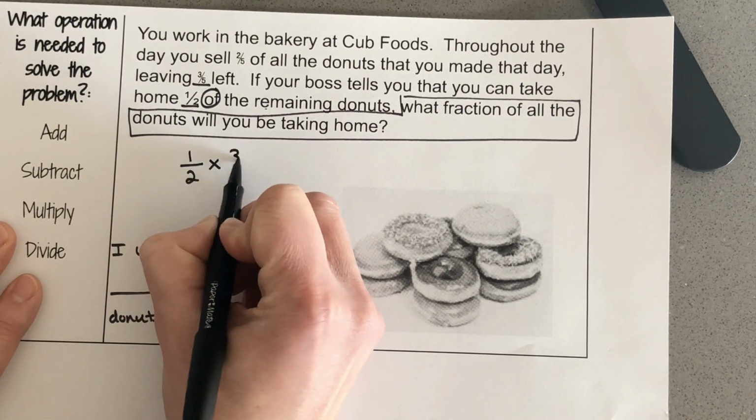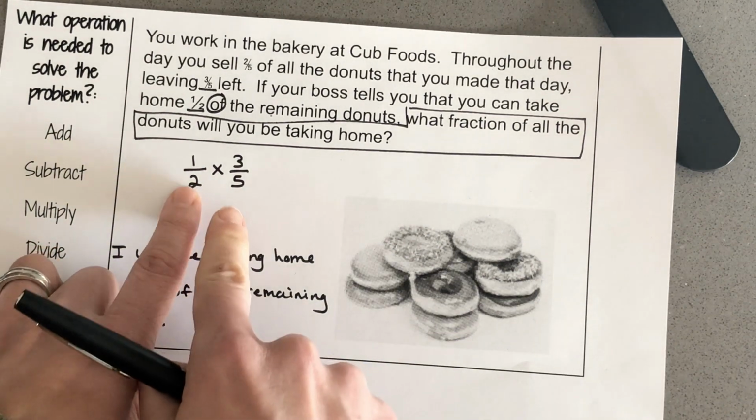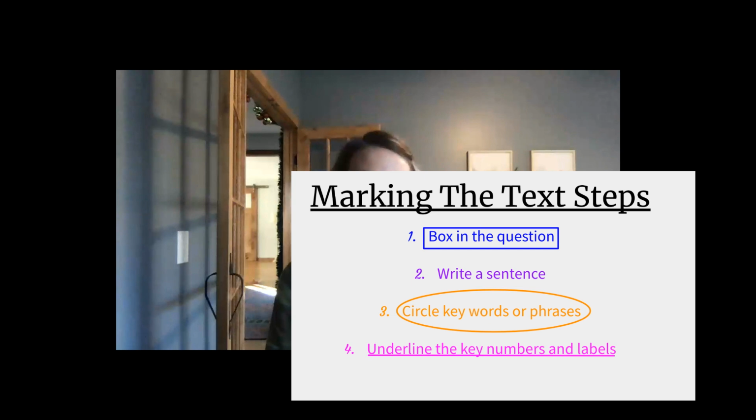1/2 times 3/5. Order with multiplication doesn't matter. Commutative property says we can put a half first or we can put 3/5 first. So that doesn't matter. I just walked through 3 problems where I modeled marking the text to get them set up, ready to solve. I now am gonna have you write one problem down in your notes. We've already marked the text, you're gonna mark it in your notes, and then we're gonna solve it together.